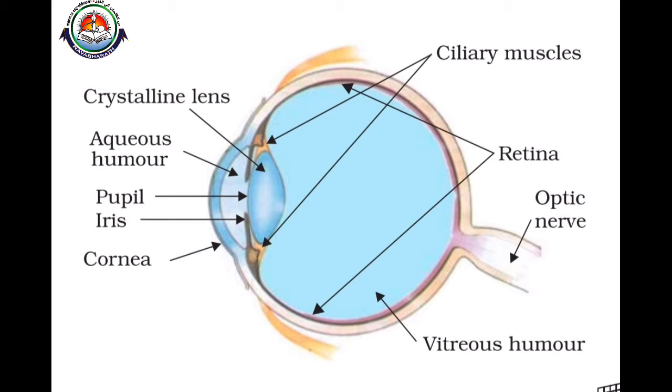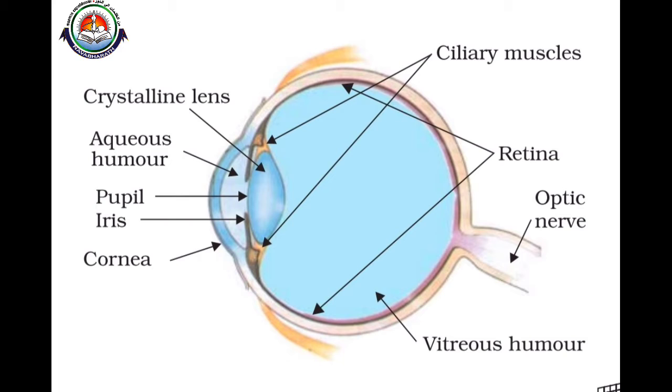Then the ciliary muscles. The ciliary muscles modify the curvature and focus of the eye lens and hold the eye lens in position. What are the functions? One is to modify the curvature and focus of the eye lens, and the other is to hold the eye lens in position.